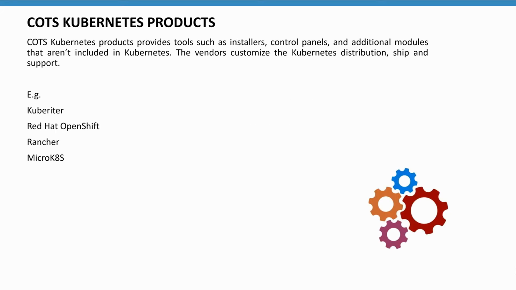COTS Kubernetes products. There are around 40 Kubernetes distributions in the market. The vendors take the Kubernetes product and add additional functionalities such as easy install, a graphical user interface, and additional modules that aren't included in Kubernetes. Some example COTS Kubernetes products: KubeWriter, Red Hat OpenShift, Rancher, and MicroK8s.